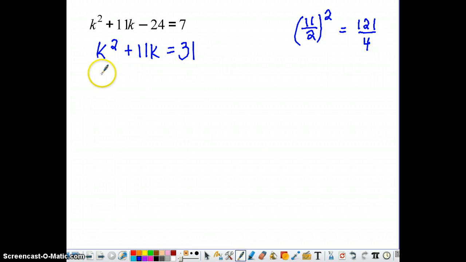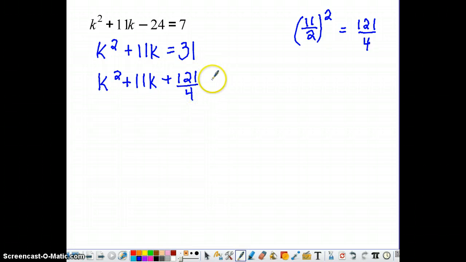And then I'm going to go ahead and put that back into my problem. So I have k squared plus 11k plus 121 over 4. And because I added 121 over 4 to the left side of my equation, I have to add it on the right side as well.